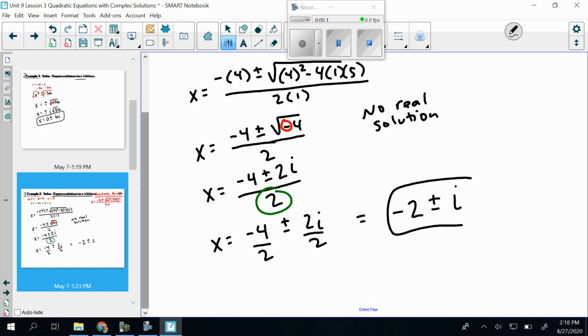So the complex solution to this one is negative 2 plus or minus i. That is a solution to this. It's not a real solution. It has an imaginary part to it, but it is the complex solution.